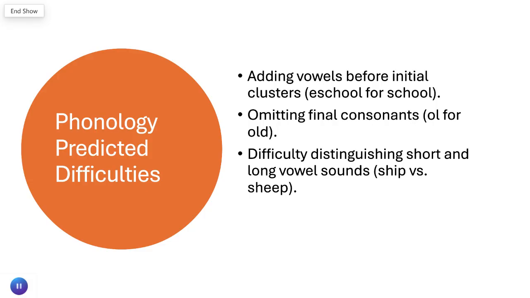Okay. These are some phonology predicted difficulties. Adding vowels before initial clusters, for example eschool for school. Omitting final consonants, ol for old, so just getting rid of that D sound at the end. And then difficulty distinguishing short and long vowel sounds. So they might be trying to say ship, but instead it'll sound like sheep.